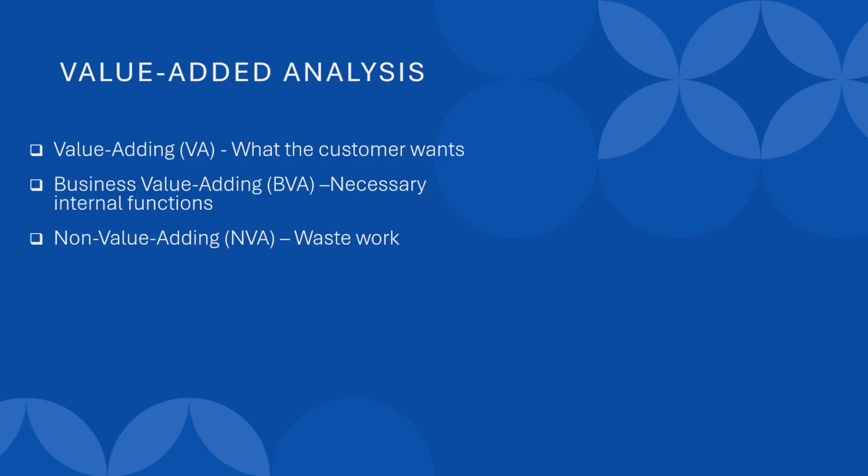In value added analysis, there are three subtypes: value adding means what the customer wants, business value adding means necessary internal functions, and non value adding means wasteful work. So we'll look at these subtypes one by one. Value added analysis is one of the simplest and most effective ways to improve business processes. It involves classifying each activity or step into one of the three categories.